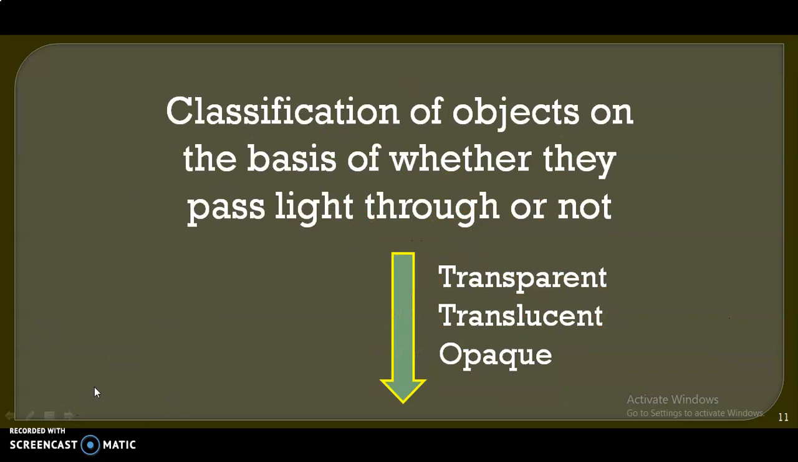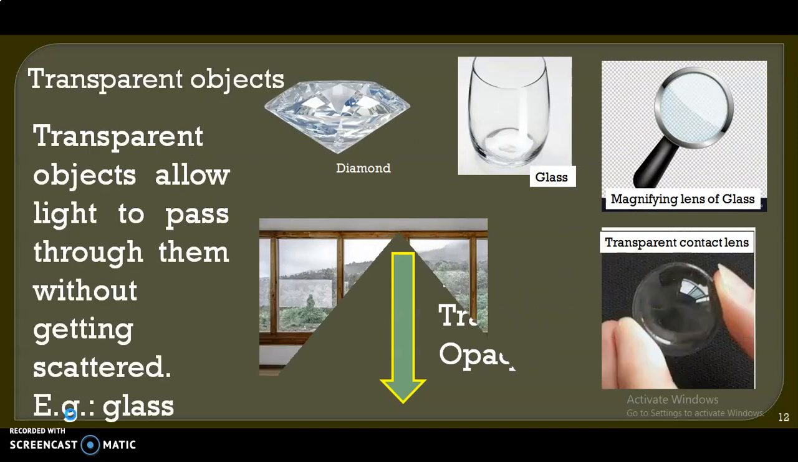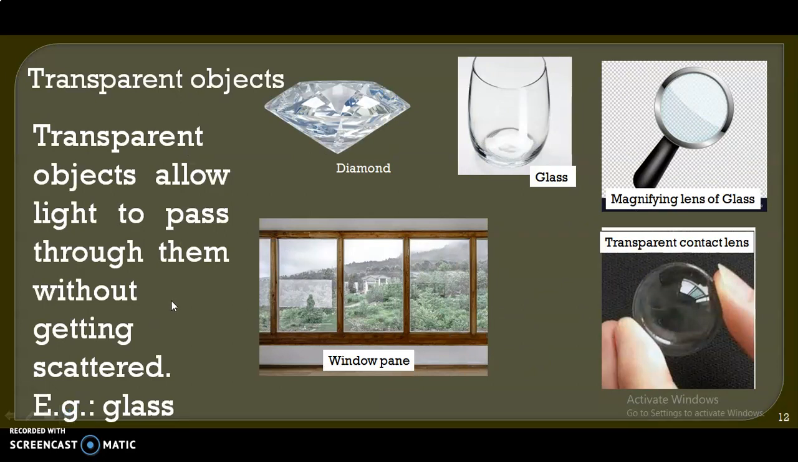Then there are different objects that behave differently when there is a source of light. We classify these objects on the basis of whether they pass light through them or not. One such category of objects are known as transparent objects. Transparent objects allow light to pass through them without getting scattered.